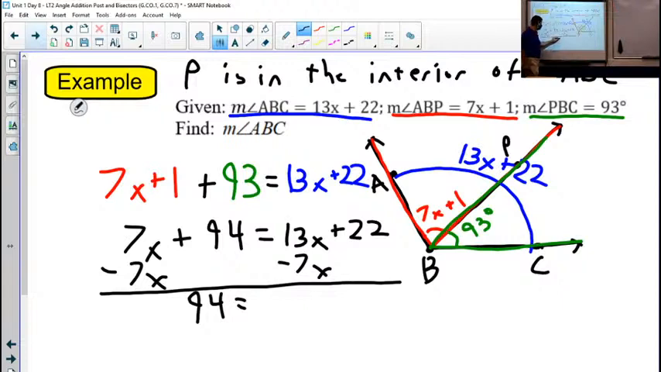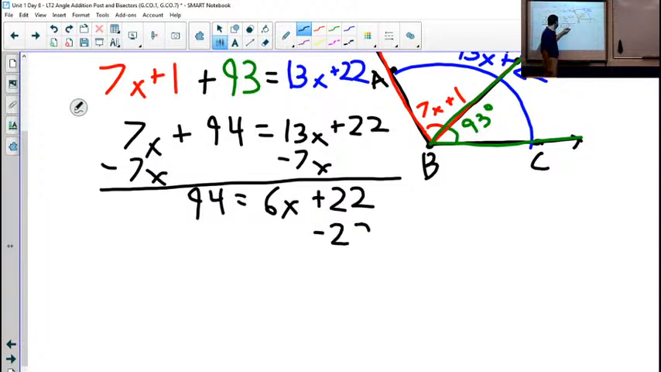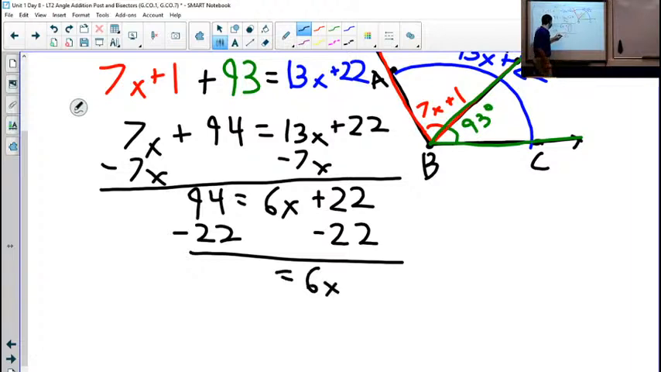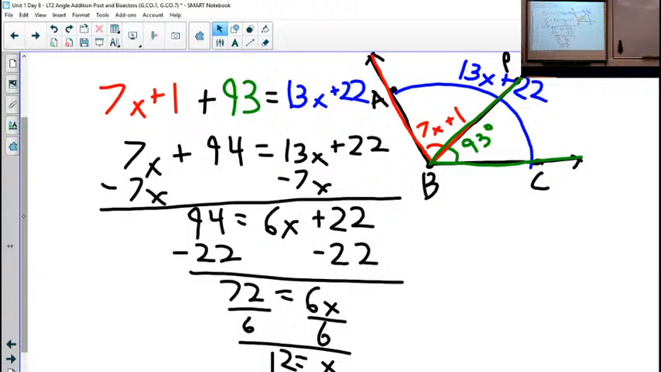13x minus 7x, that's going to be 6x plus 22. Now that we have everything with x on the same side, we can subtract. 94 minus 22 is 72. Divide by 6 to get rid of the multiplying, and we get 12 for x. So that should be our answer for x. That's going to be 12.